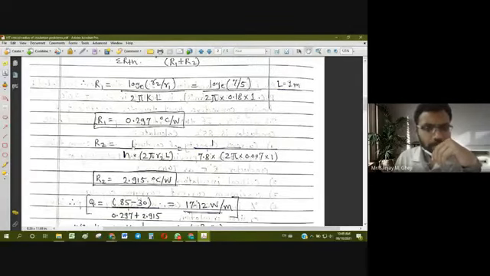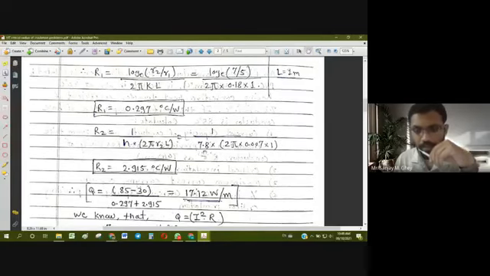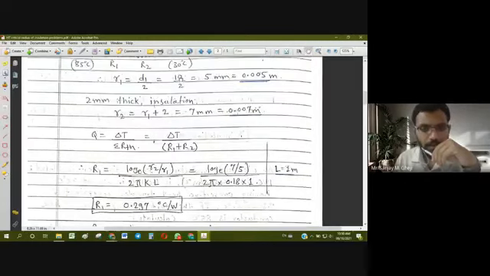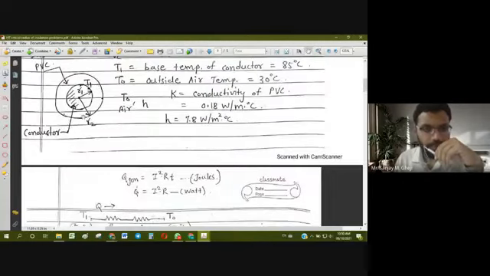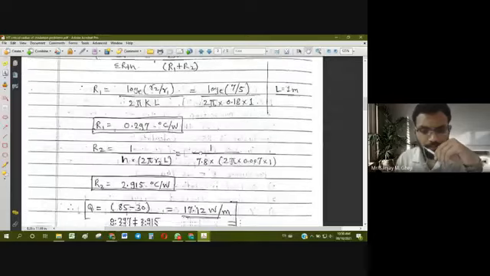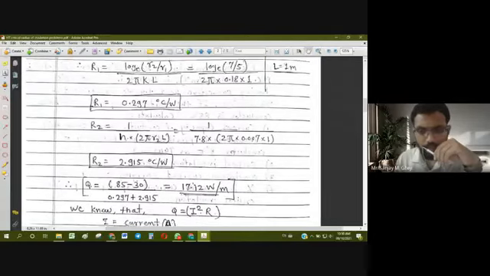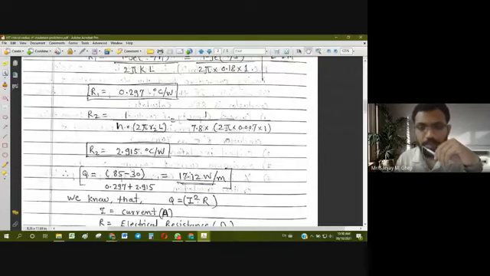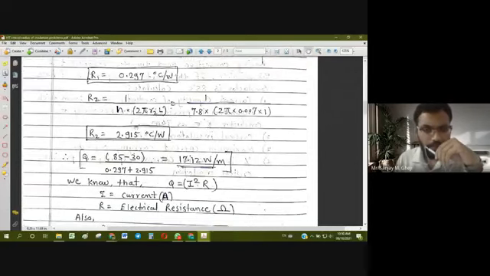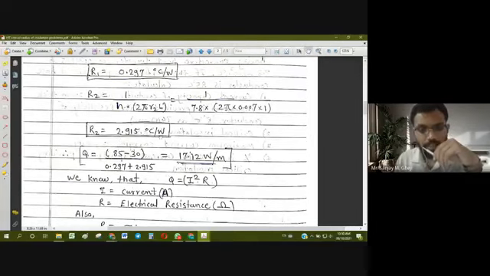Then R2 is 1 upon H into area, that is 1 upon heat transfer coefficient into surface area. H of air is 7.8, into the area of the outside cylinder of the insulation material. This is circumference 2 pi R into length, so 2 pi R2 into length. 2 pi into R2, which is 0.007, into length 1 meter. Now the resistance R2 is equal to 2.915 degrees Celsius per watt.